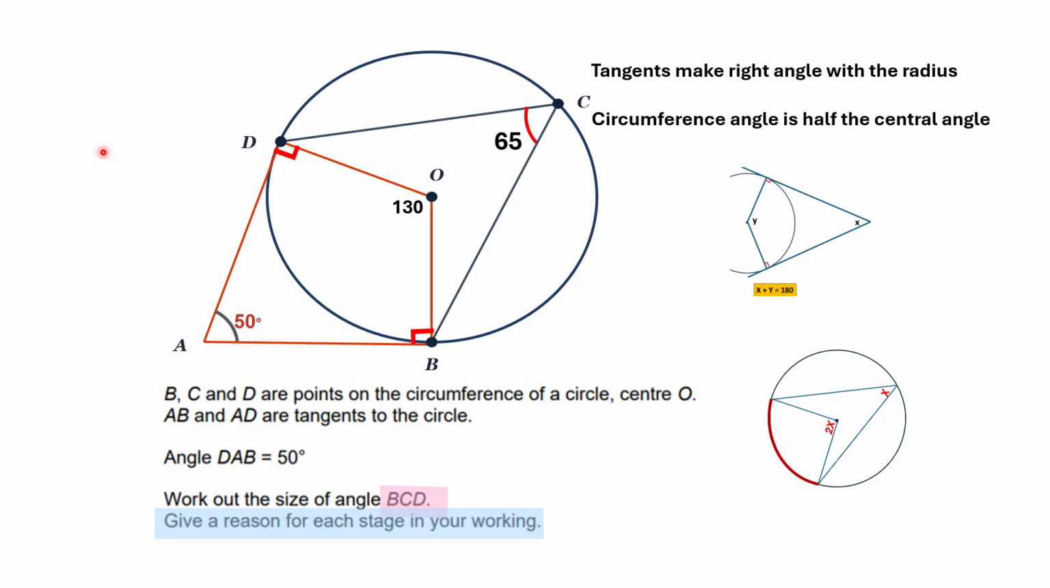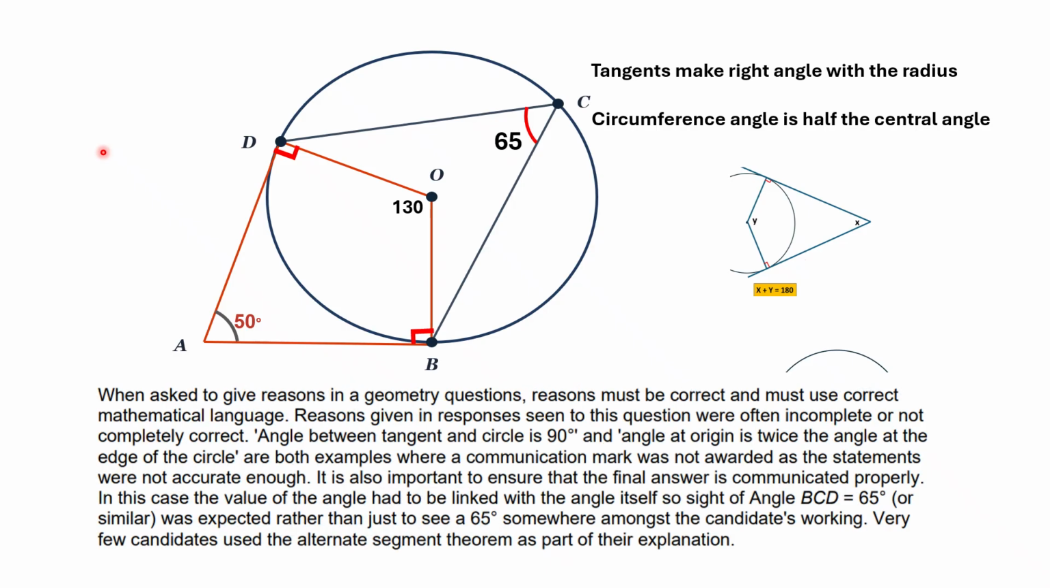Now let's look at the assessor's comment. They say the students don't use these words, they use different words. For example, some students may say angle between tangent and circle. This is correct. Some students may say angle at the origin is twice the angle at the edge of the circle. This is not correct.